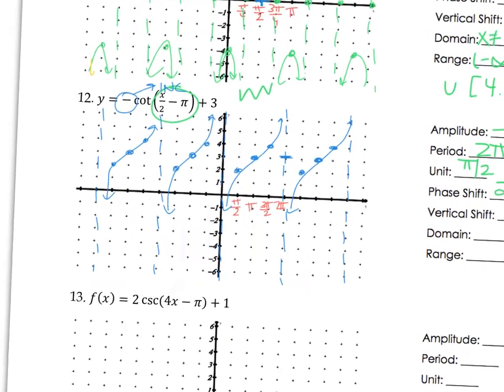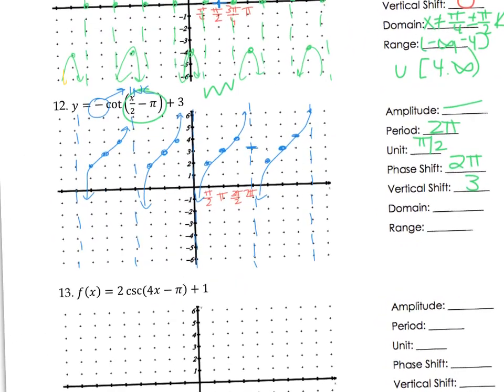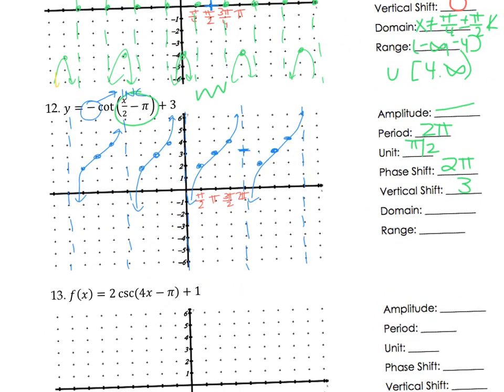So if I do domain and range, domain is where x cannot equal, where your first asymptote is at 0, plus or minus the distance to the next one, which is 2 pi k. Range is all real numbers.